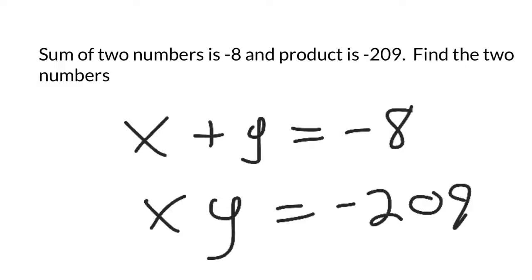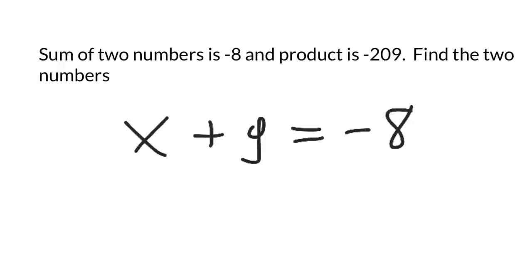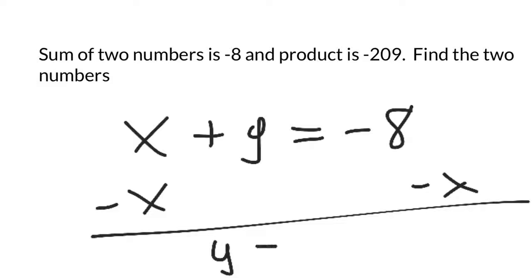And so to find the two numbers, you have two variables and two equations. You've got to somehow combine the two equations to find an answer. So let's start with this top one up here. We can manipulate that a little bit. Why don't we subtract x from both sides? So now we have y equals something.